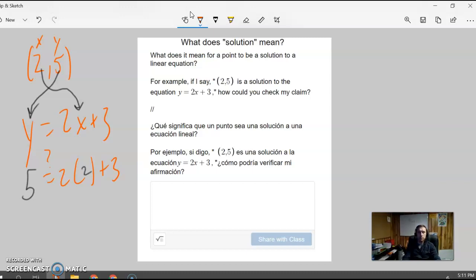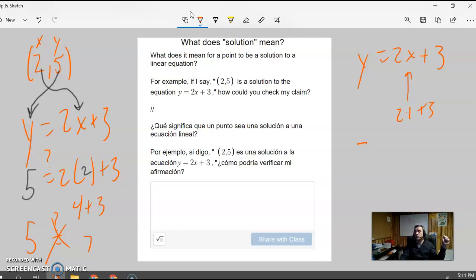Well, we just multiply 2 times 2 is 4. 4 plus 3 is 7. Does 5 equal 7? No. So this is not a solution, but that's how we test it. Maybe you could come up with a solution, and you could do that by just plugging in a number for x and getting a y value. So if I plugged in 1 right here, I will get 2 times 1 plus 3 is 5. So (1, 5) is a solution for this.